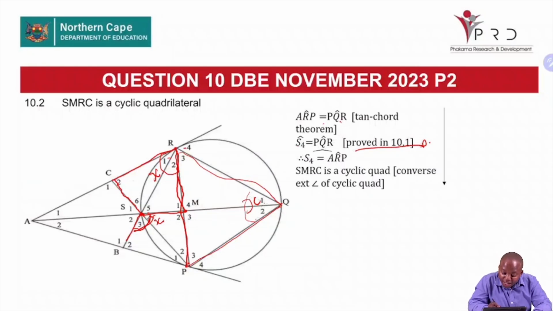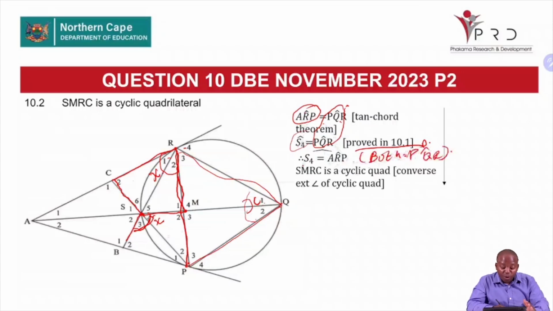Therefore, because ARP and S4 are equal to the same angle in this case, S4 is equal to ARP. Both are equal to PQR. So we've proven that already. That's why I said go and make sure that you populate all of the values that are equal to X. And remember, this was also X. So we are working with this part. We're interested in this part. Already we have established those two.